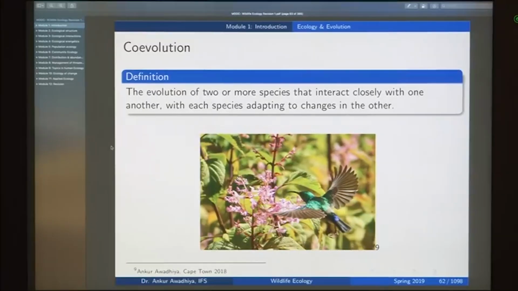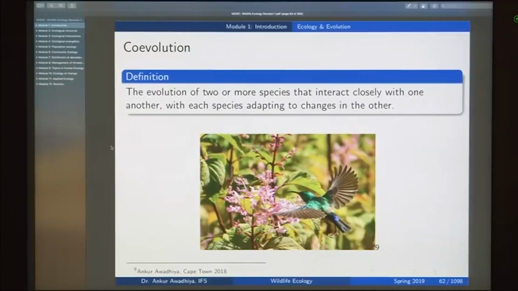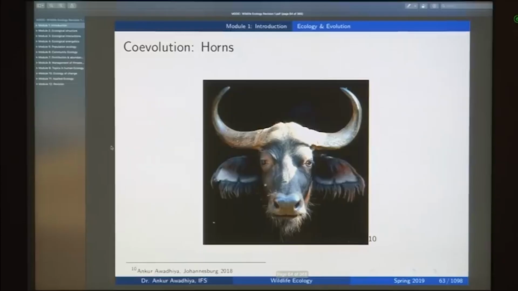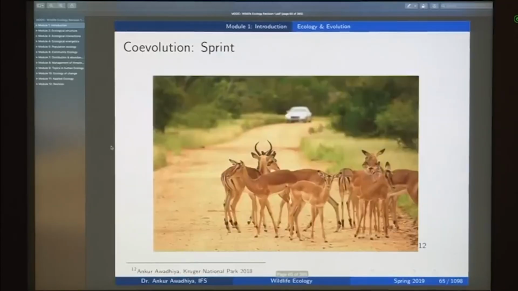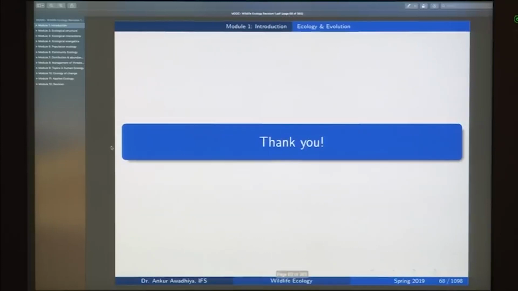So, in this case you have this bee hummingbird and the flower. If this flower becomes longer or more funnel shaped, in that case the bird's beak will also tend to evolve towards a longer beak length, so that it is able to get the food. So, changes in one organism also lead to changes in another organism, and a good example is the trait of horns or the speed of carnivores or the teeth of carnivores and so on. So, we looked at different examples, and it is important because ecological interactions are driving the evolution.